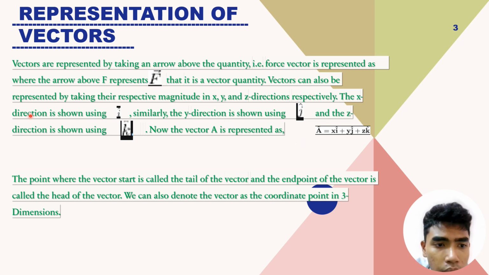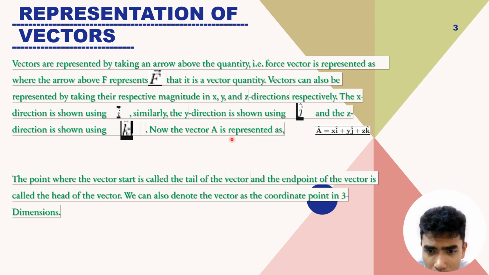Vectors can also be represented by their respective magnitudes in the x, y, and z directions, which is called three dimensions. If we have two dimensions only, we have only x and y. The x direction is shown using i, which also has an arrow above it. Similarly, the y direction is shown using j, also with an arrow above, and the z direction is shown using k. I'm sorry that the image is not full here, but it has an arrow above it.